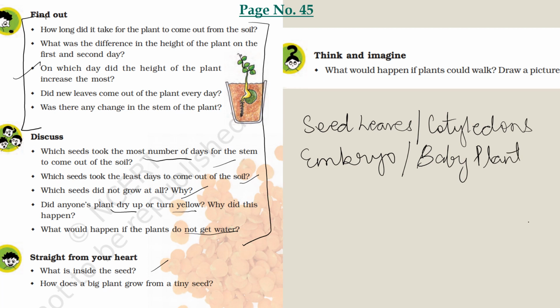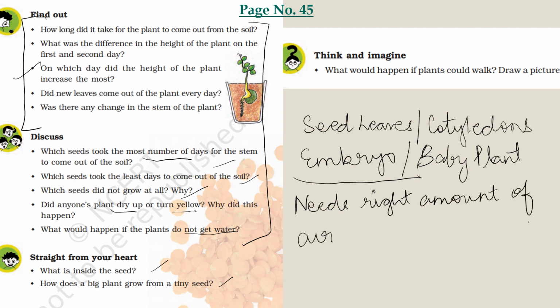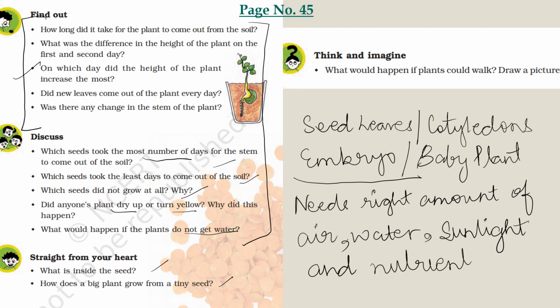Next, it says, how does a big plant grow from a tiny seed? So when you put a tiny seed into the soil, it needs the right amount of air, water, sunlight, and nutrients which it gets from soil or the food that is made by the leaves to grow up into a big tree or big plant.